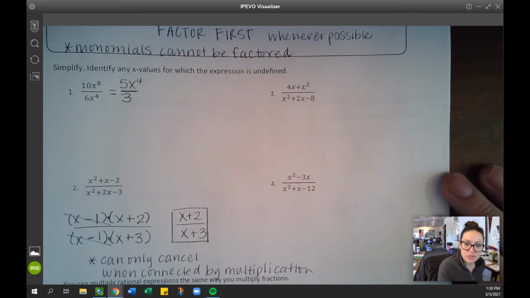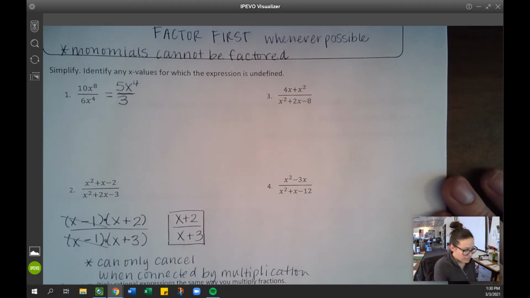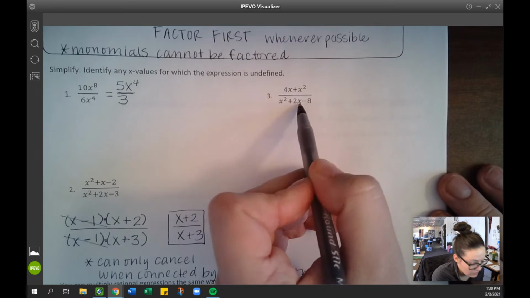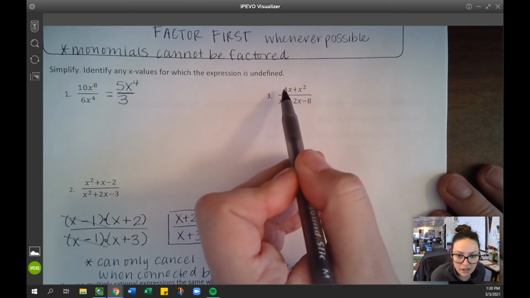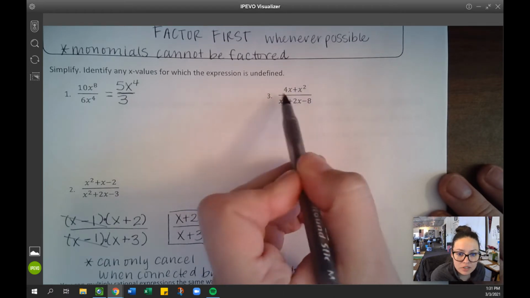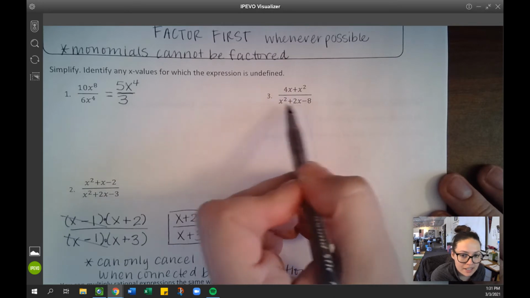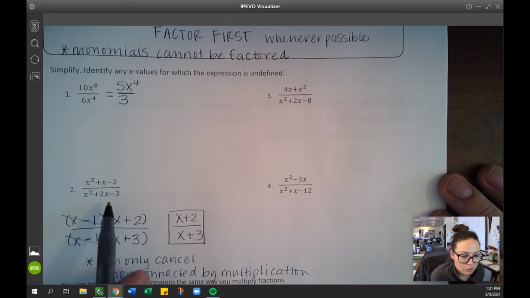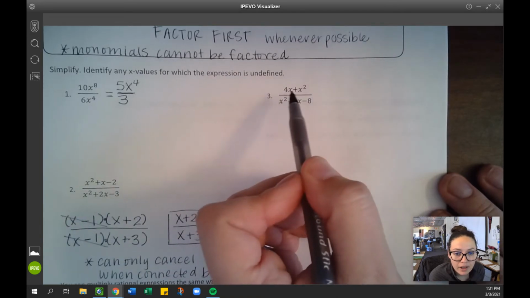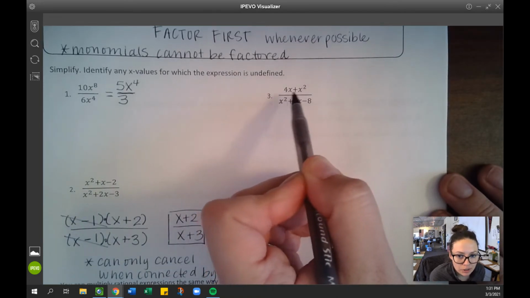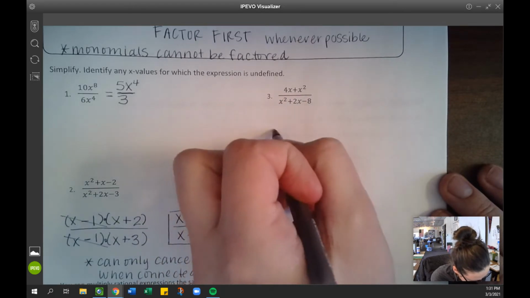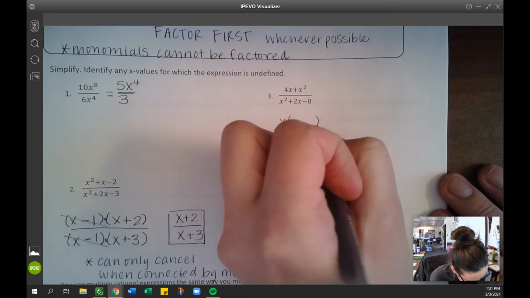Okay, examples 3 and 4 are going to be similar. So let's take a look. Are these things that we can factor? Yes, in fact, they are. 4x plus x squared. So this isn't a trinomial like the bottom or both of the polynomials in number 2. However, these two terms have a common factor. They have a common factor of x.